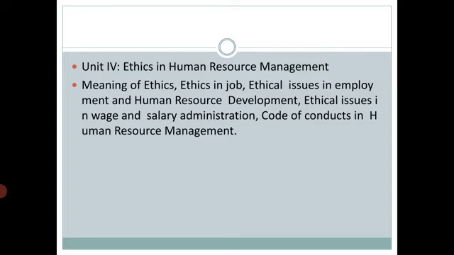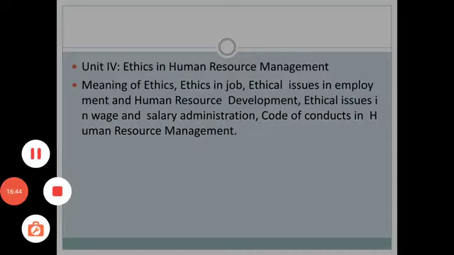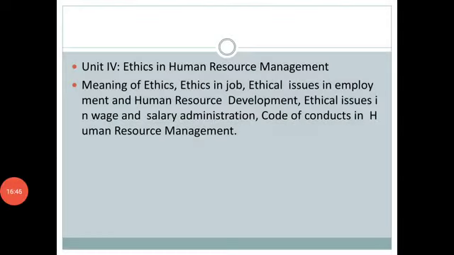Okay, so in unit number 4, we will go through ethics in human resource management, in which we will be studying meaning of ethics, ethics in job, ethical issues in employment and human resource development, ethical issues in wage and salary administration, code of conduct in human resource management. Okay, all these things. Getting it?